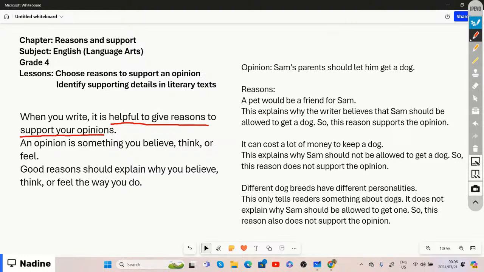And we said an opinion is something that you believe, something that you think, or something that you feel. This is what I think. So if they ask you for your opinion, most likely your opinion cannot be wrong because this is what I feel, think, or believe. The only time somebody, like maybe your teacher, can mark your opinion wrong is if your opinion is not related to the question or the text that is being asked.